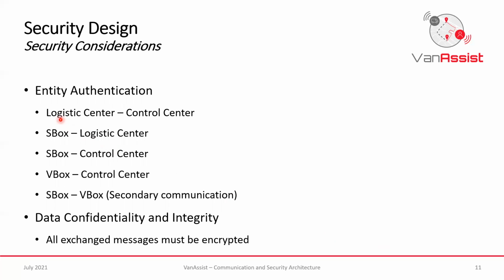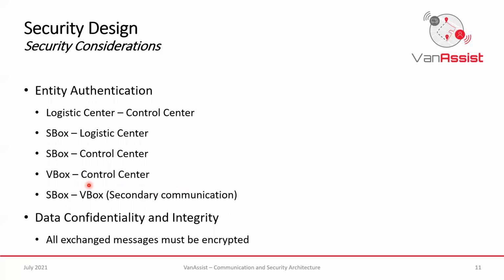First is between the logistics center and control center, that means inside the backend system. Then between the SBox and the backend system, so between SBox and logistics center, and SBox and control center, there should be authentication. Then between the VBox and the control center, entity authentication should be performed. And finally, when we are using the secondary communication, there should be entity authentication between SBox and VBox. So this is the first security consideration.